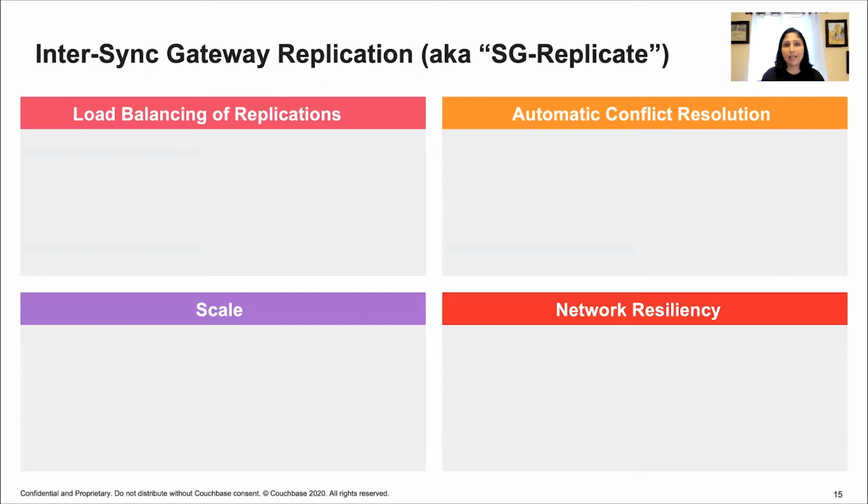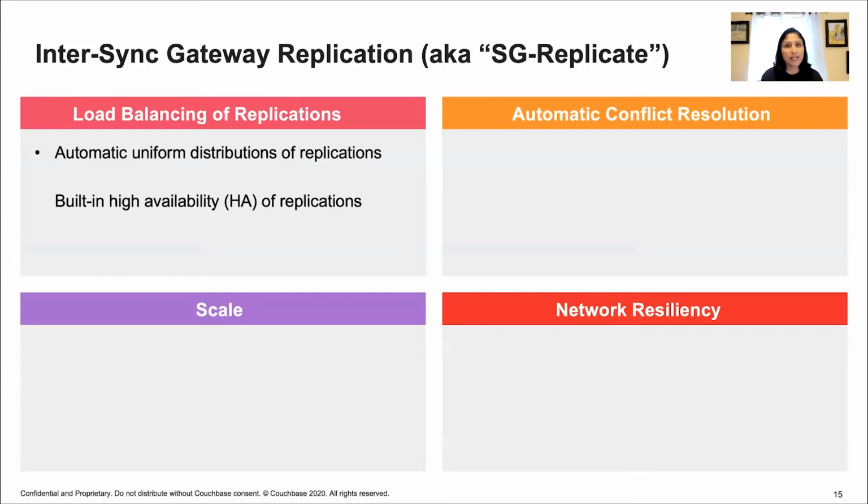So some highlights of this new technology. First, replications can be uniformly distributed or automatically distributed among participating Sync Gateway nodes. So what this means is that if you have a replicating node that goes down, the replication will be automatically rebalanced to another node. The rebalanced replication will automatically resume from where it dropped off.